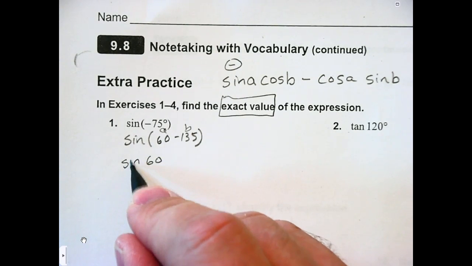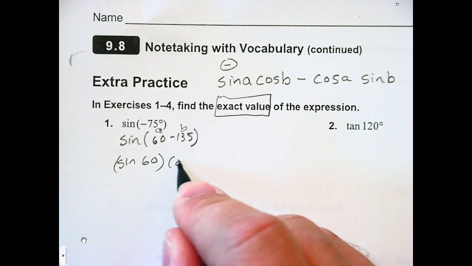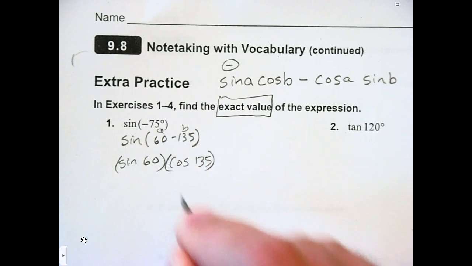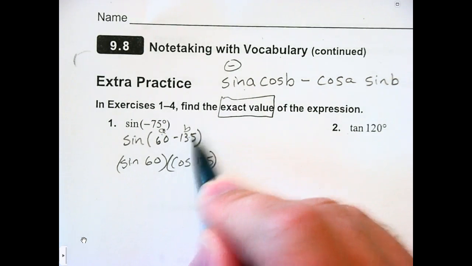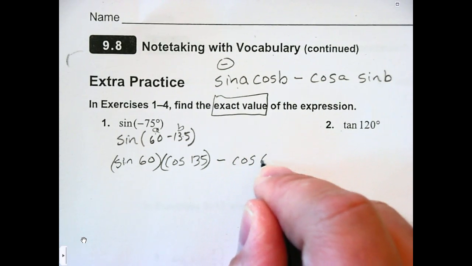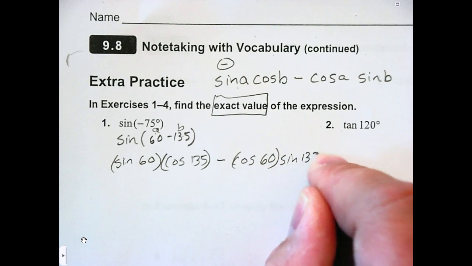All right, so we plug things in. Sine 60 times cosine 135. Notice A replaces A and B replaces B. Minus cos 60 sine 135.